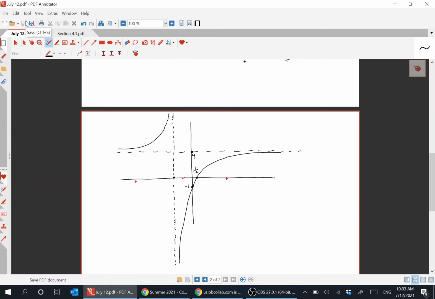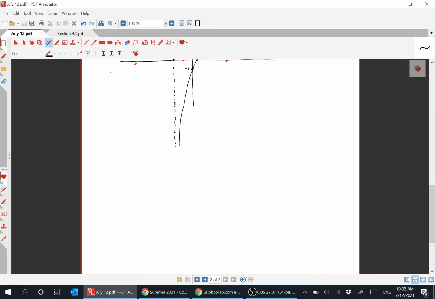Let us look at another one of these. How about number 49? So sketch the graph of 4x minus 8 over x minus 4, x plus 1.